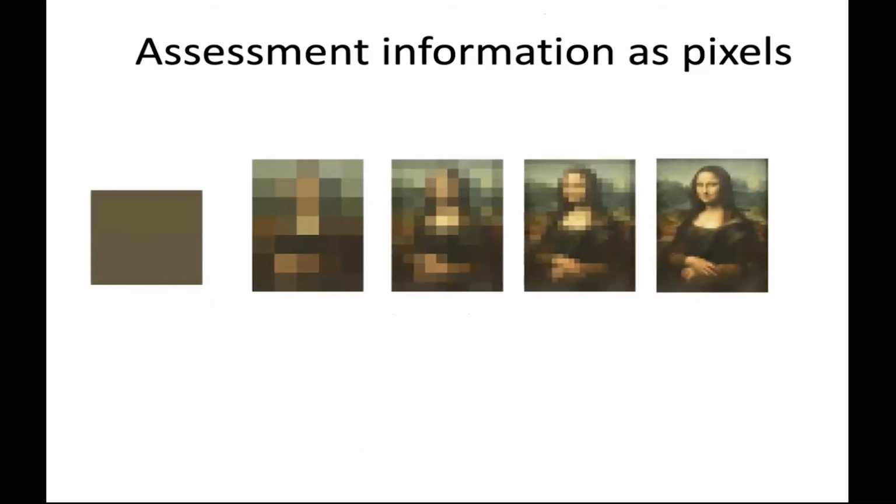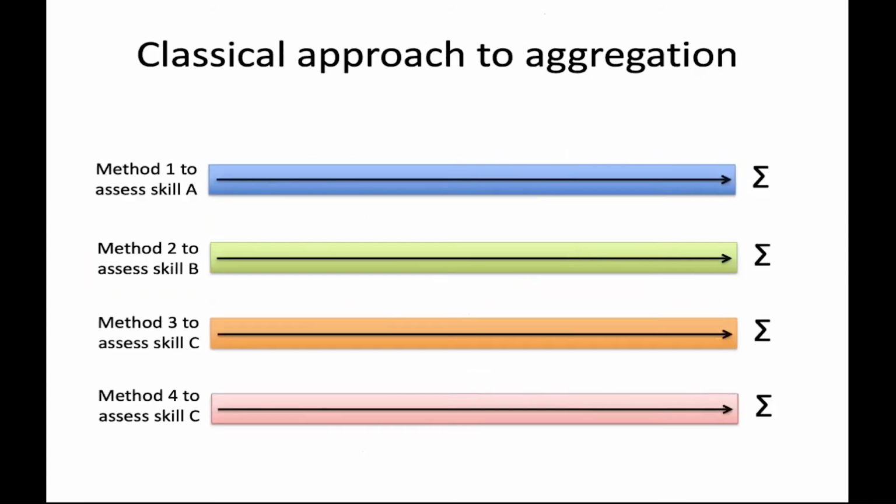Typically in programmatic assessment, we do aggregate differently. This is a classical approach to aggregation where we have a single method of assessment and we calculate the total score. That's how we aggregate. And then we have problems in terms of combining different methods of assessment, like was said before in the introduction.